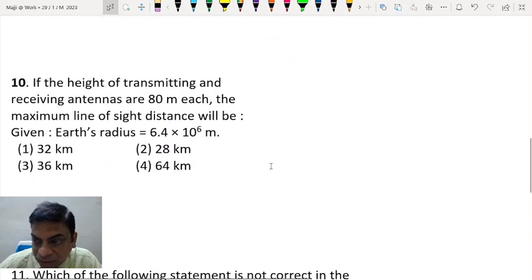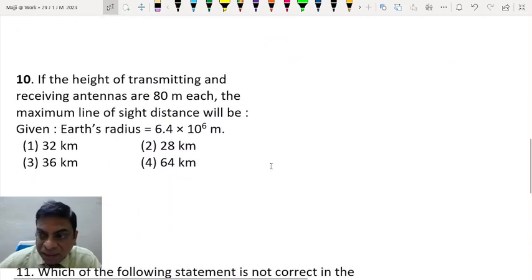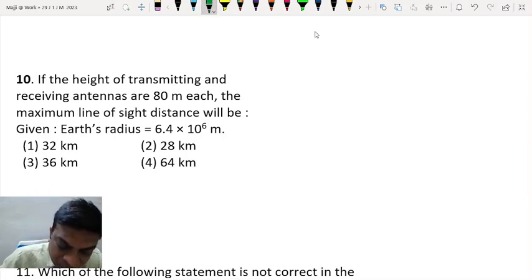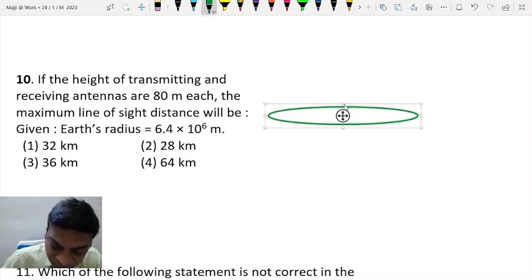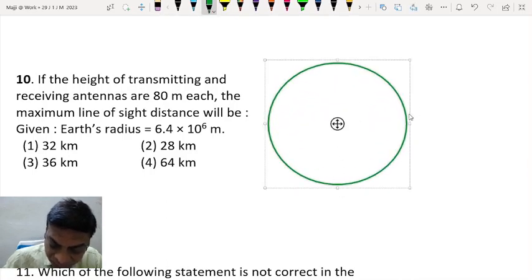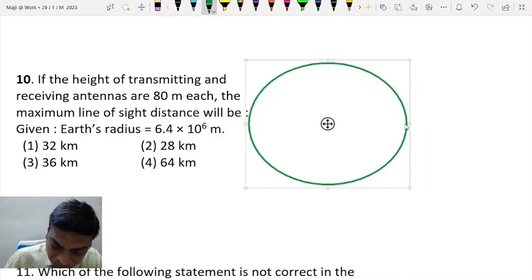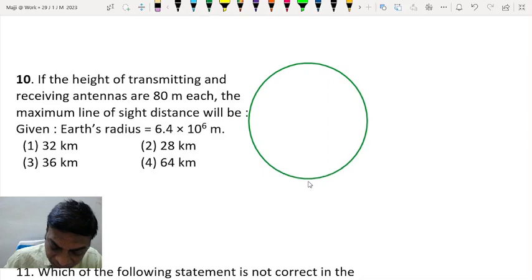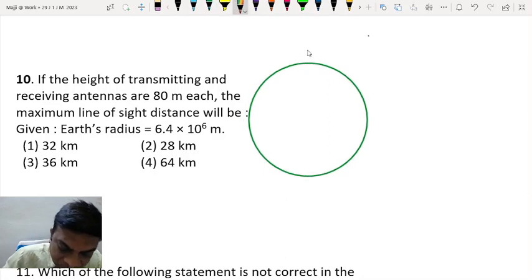Then moving on to the next question, if the height of transmitting and receiving antennas are 80 meter each, the maximum line of sight distance will be. So students, I am going to derive the formula, but you have to memorize this so that you save time in the exam hall. Let us say this is the earth, and this is the height of the transmitting tower or receiving tower, any one tower. I'll take it as H. So AB is the tower.